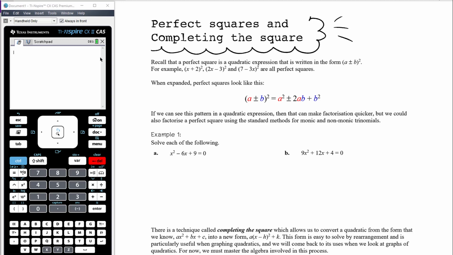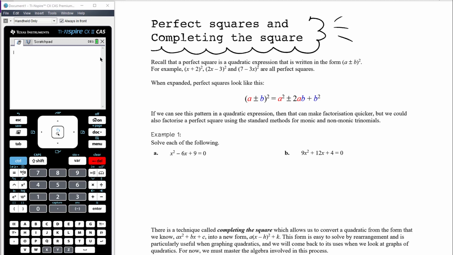Okay, so a perfect square is a quadratic expression that's written in the form a plus or minus b all squared. So for example, x plus 2 all squared, 2x minus 3 all squared, 7 minus 3x all squared, etc., etc. All perfect squares. So we might remember that when we expand perfect squares, they look like this. If we have a plus or minus b all squared, we get a squared at the start, we get b squared at the end, and then we get plus or minus, depending on whether there's a plus or minus in the original bracket, 2 times a times b in the middle.